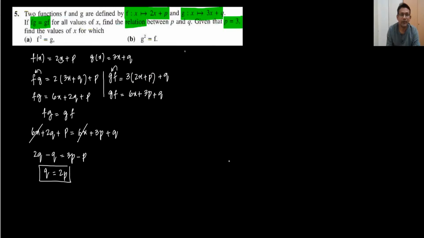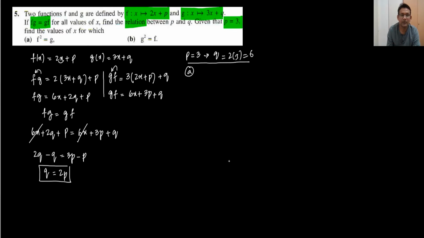Moving to part B, given that p is 3, so q will definitely be 2p, which means 2 times 3 is 6. So this is part A, and we're finding the value of x.